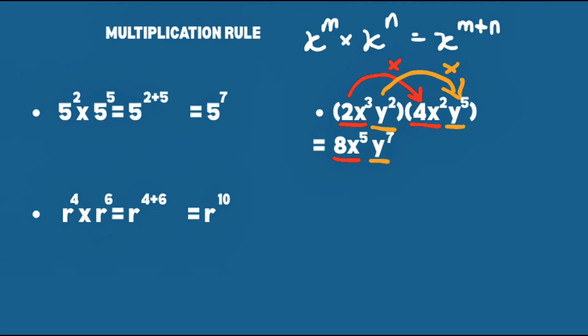Okay, swaggers, so the first rule is called the multiplication rule, and it's x to the power of a number times x to the power of another number is equal to x to the power of the first number plus the second number. Okay, so for the first example, we got a basic one, which is 5 to the power of 2, or 5 squared, times 5 to the power of 5 is equal to 5 to the power of 2 plus 5, which is just 5 to the power of 7.